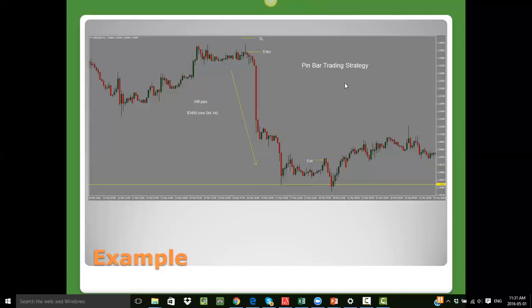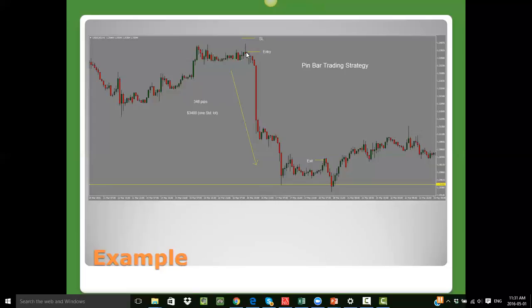Yeah, usually it's good to wait for it to close. Another point is, make sure you wait for the pin bar to close, because sometimes what happens is we'd be sitting there watching the charts and it'd be 2 minutes to the close or something like that, and the price could just completely come and close in the opposite direction.